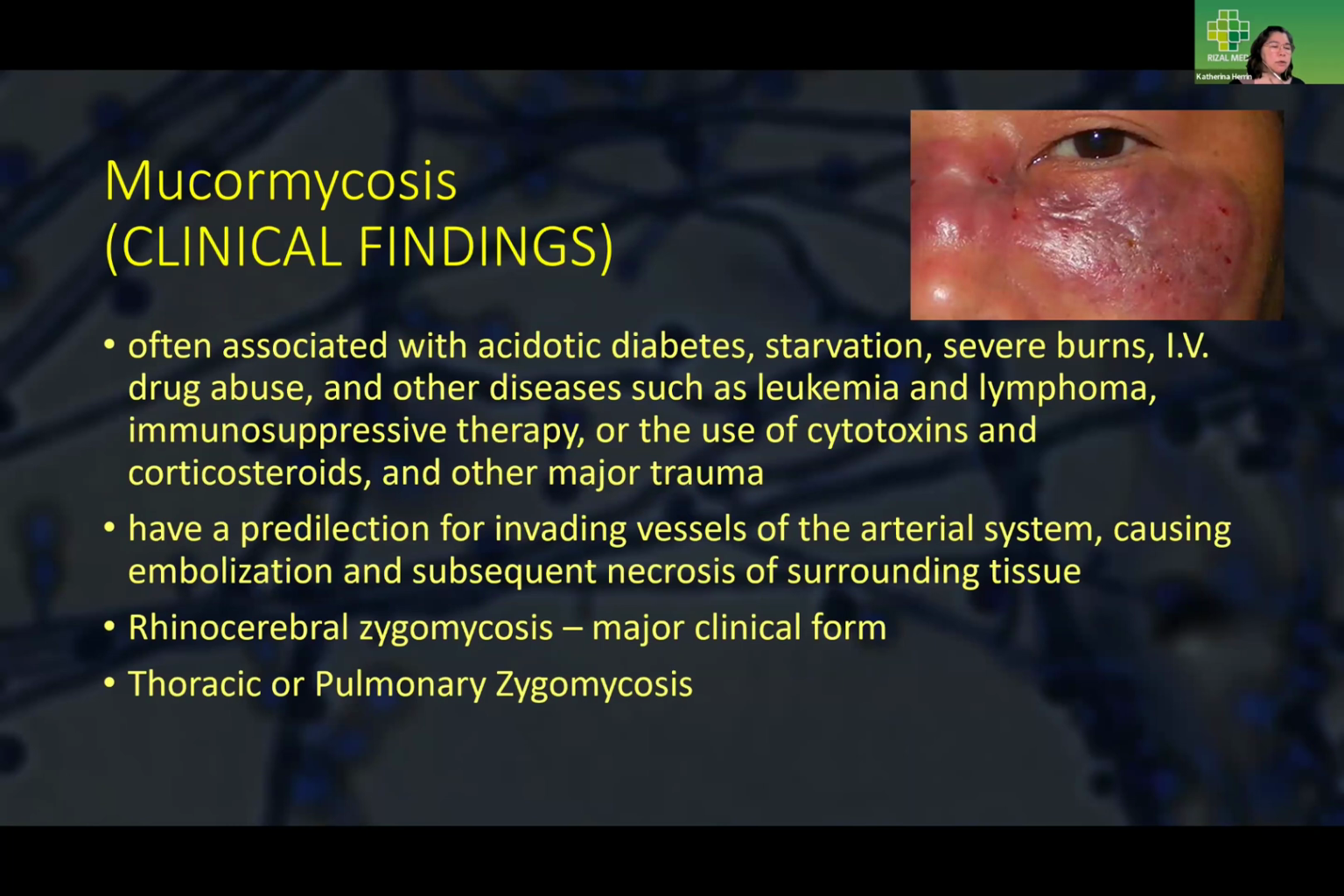Mucormycosis is often associated with acidotic diabetes, severe burns, and immunosuppression. The major clinical form is rhinocerebral mucormycosis, which results from germination of the sporangiospores in the nasal passages and invasion of the hyphae into the blood vessels, causing thrombosis, infarction, and necrosis. Thoracic mucormycosis follows inhalation of the sporangiospores with invasion of the lung parenchyma and vasculature.